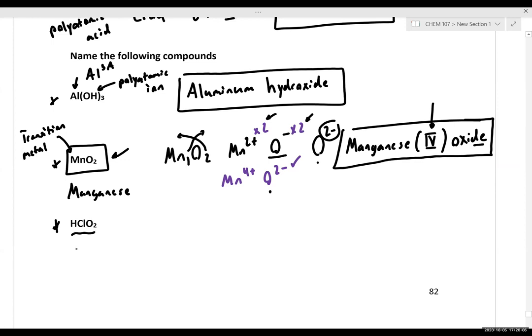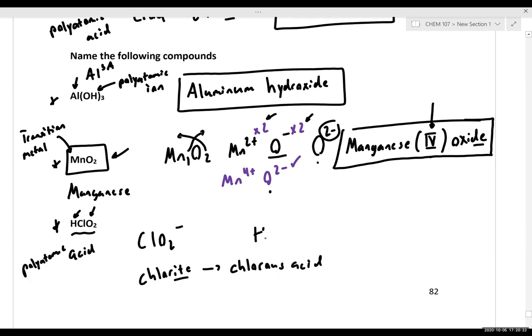So looking at the next portion of this example, HClO2. HClO2, this is an acid. More specifically, it's a polyatomic acid. We have hydrogen and a polyatomic ion. So looking at our polyatomic ion, ClO2 is known as chlorite. Ite turns into OUS, so this turns into chlorous acid. You have to know the name of your parent polyatomic ion in order to name polyatomic acids.